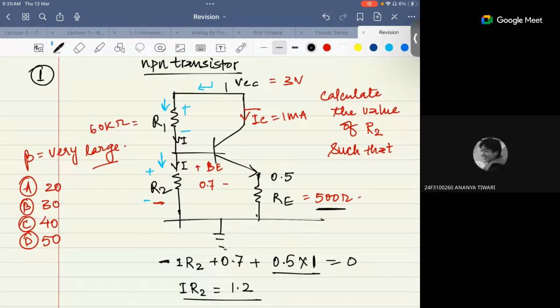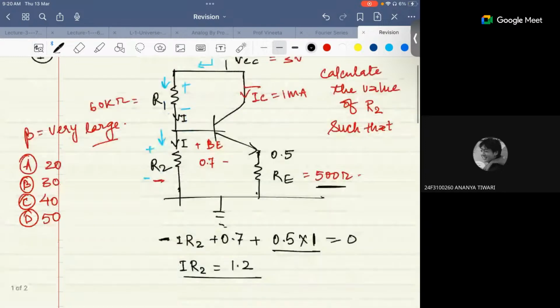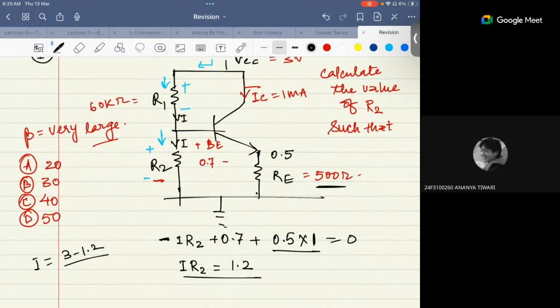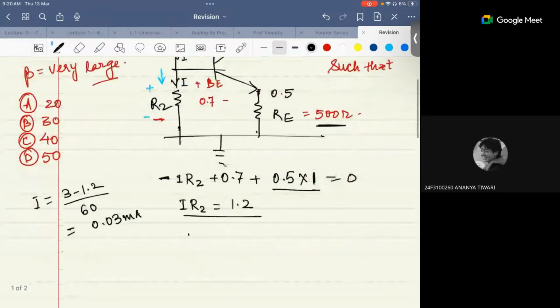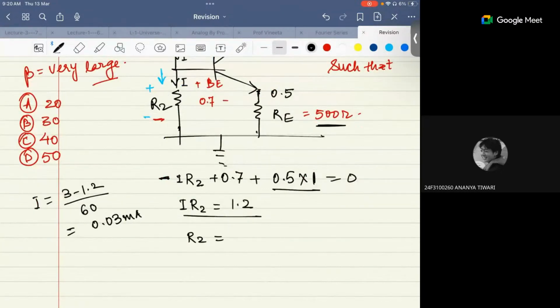If we have the I value, we can have I as 3 minus 1.2 upon 60 kilo ohm. This is 3 minus 1.2, right? So I will be 3 minus 1.2 upon 60. That will be 0.03. So now you can calculate R2: 1.2 upon 0.03, that will be 40.